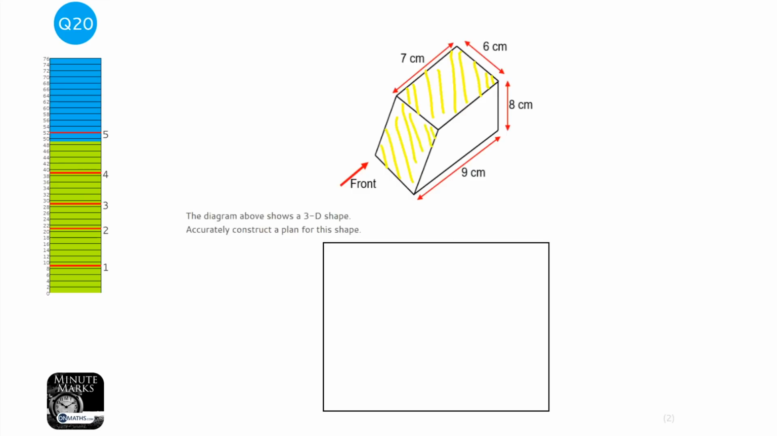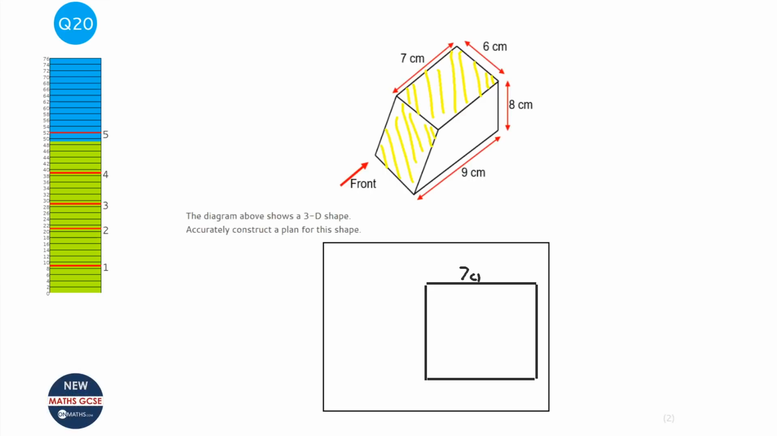Now, we've got to work out what the sizes of them are going to be. Well, the top one's easy. It's just 7 centimeters by 6 centimeters. Now, I'm not going to be able to draw this accurately because I don't have a ruler, but we can almost get it right. We can get it kind of right. And if I label it, that's going to be 7 centimeters, and that should be 6 centimeters.